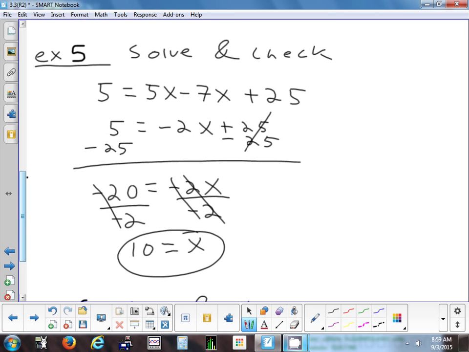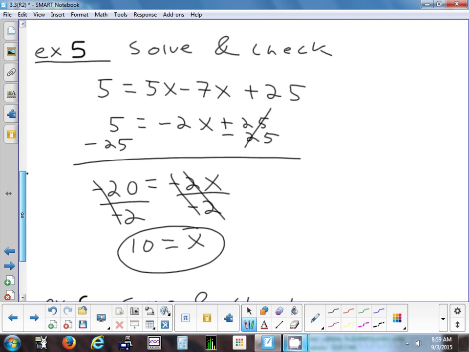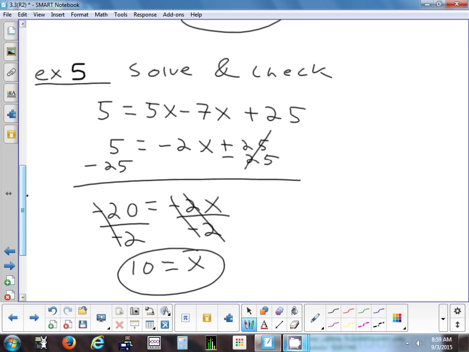Hopefully. All right, this one I'm going to show you how to check real quick, only because it's a little different. How many places do I have to plug in 10? 2. There's 2 spots where there was x in the original problem. So when you check it, it's going to look like this: 5 times 10 minus 7 times 10. I don't think we've ever checked one where we had to plug it in twice, so I'm just showing you how that works.